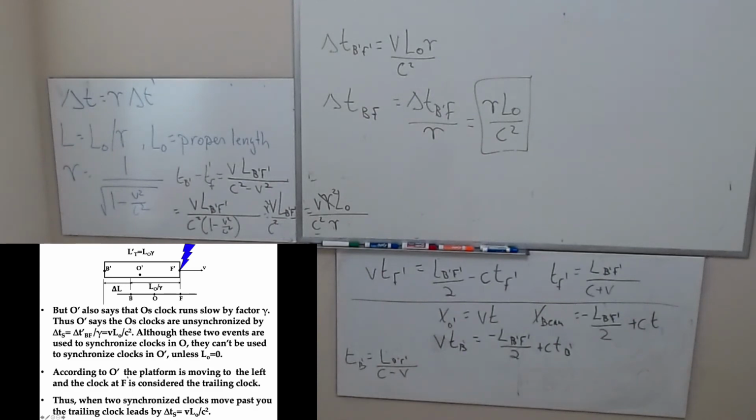So when two synchronized clocks move past you, the trailing clock leads by that amount. So this is something that's confusing to students. The trailing clock leads. What does that mean? What is the trailing clock in this example?